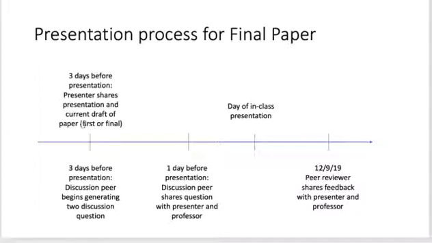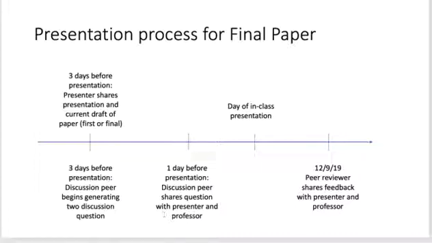So whether it's the first draft or the final draft, whatever you've got that's the latest version, share that with the discussion peer. Then the discussion peer will begin to generate the two discussion questions on your particular topic. So it should be pretty cool and interesting for them to be able to go through that stuff.